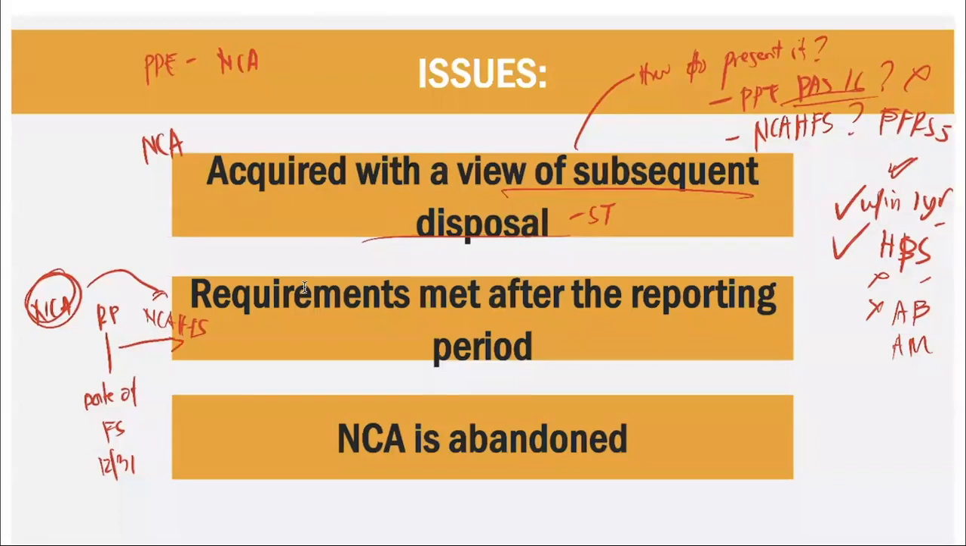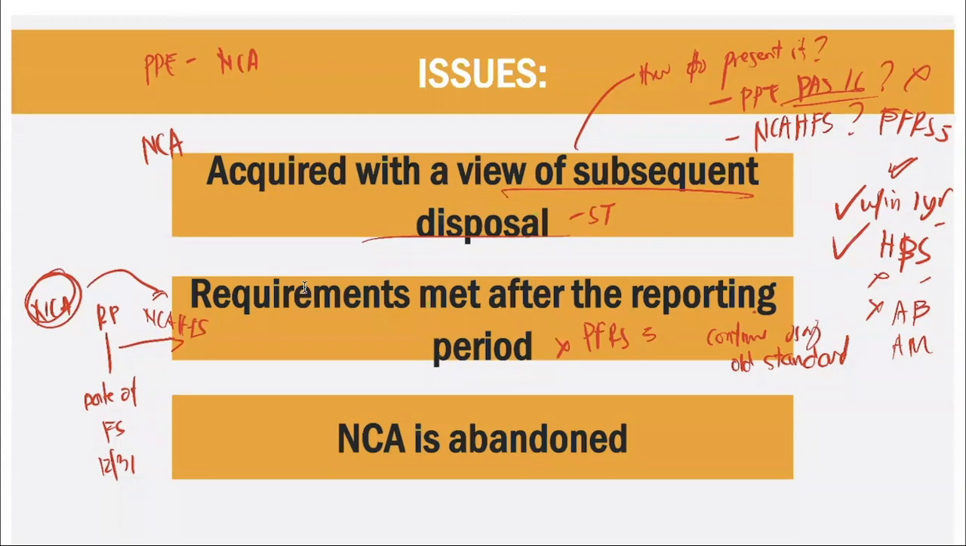If your non-current asset held for sale requirements are met after the reporting period, you should not present it under PFRS 5. You should still continue presenting it using your old standard. So whatever standard was used to measure that asset before, even if after the reporting period you meet the requirements of held for sale, it will not be presented as PFRS 5, but you will use your old standard.